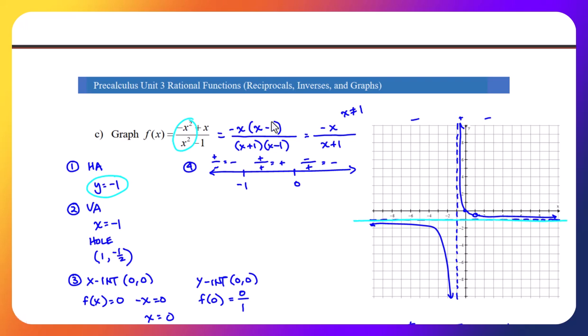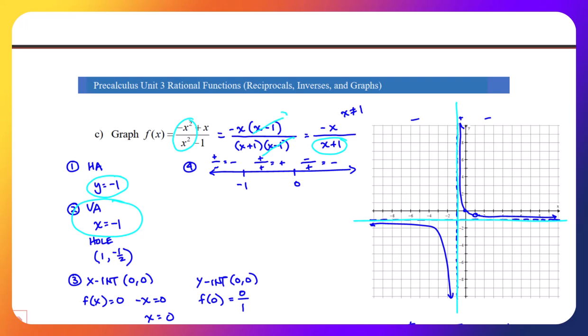Now, here there are factors that reduce out. Okay, so the one that's left gives us the vertical asymptote. Set that to 0, x equals -1. Vertical asymptote at x equals -1.